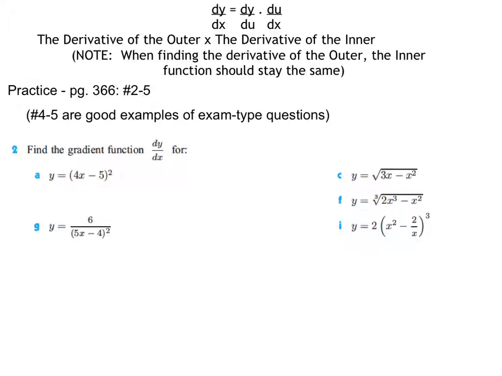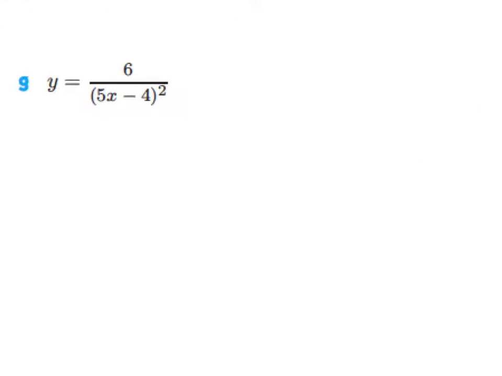So let's just run through a couple of these first of all. Let's go ahead and do G on this one. All right, so G, we have this function 6 over (5x minus 4) quantity squared, and we always identify the outer function and the inner function. Okay, so what is the inner function, or the u? 5x minus 4. Okay, so u prime would be 5.